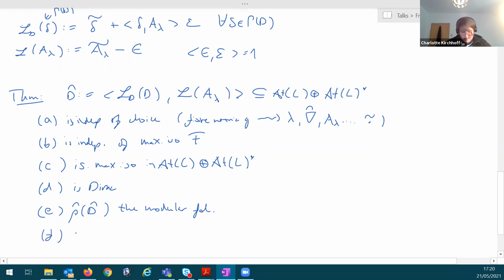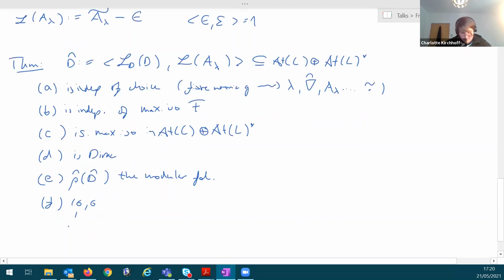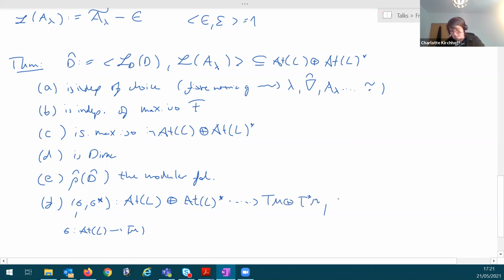Okay, and lastly, if sigma is the map from the T algebroid to TM, so sigma at L to TM, then sigma star defines a forward Dirac map between, so like this, that takes D hat to D.